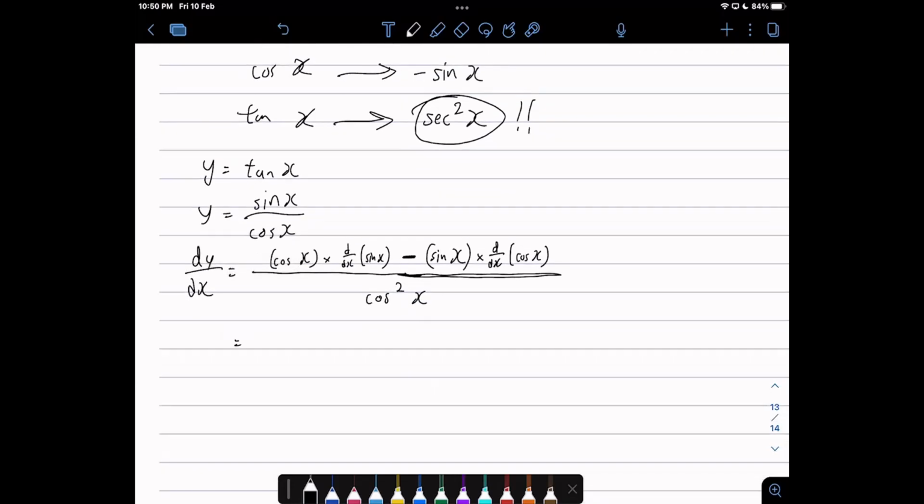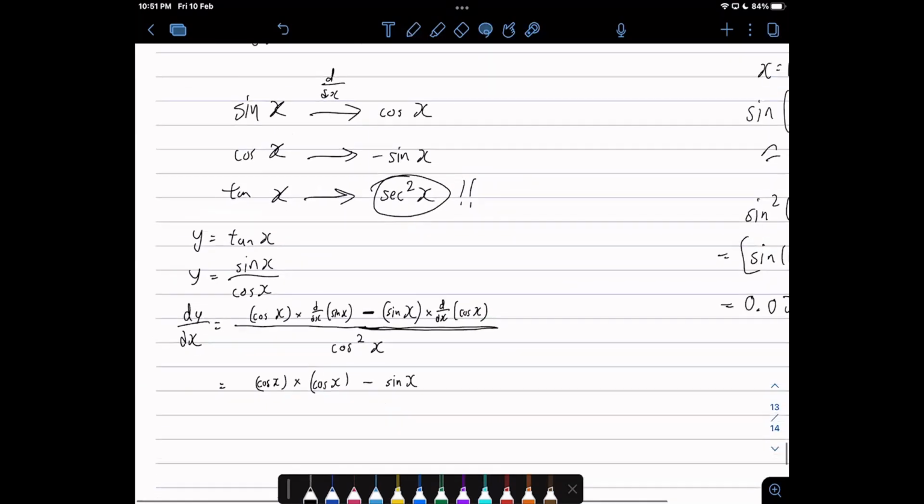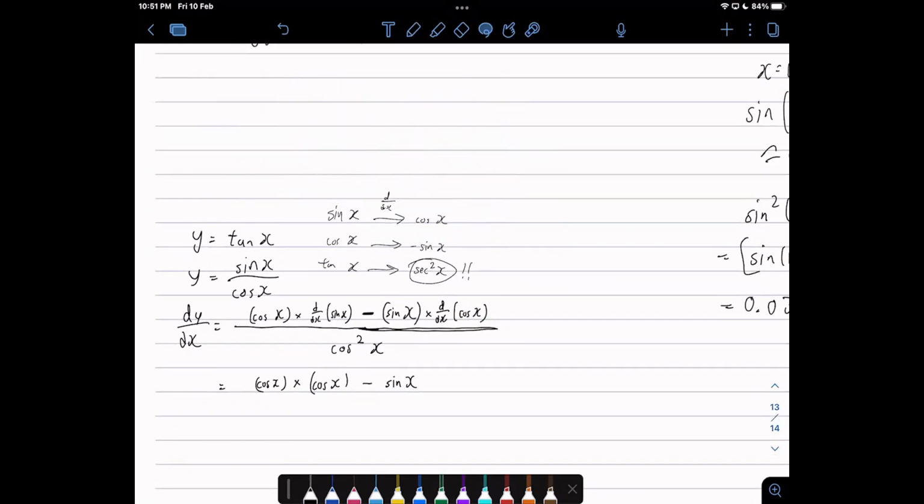Okay, let's differentiate the sine x. What do we get? Oh, it's a cosine x. Clear? Then minus sine x. Derivative of cosine is? Minus sine. Then after that, minus sine x.